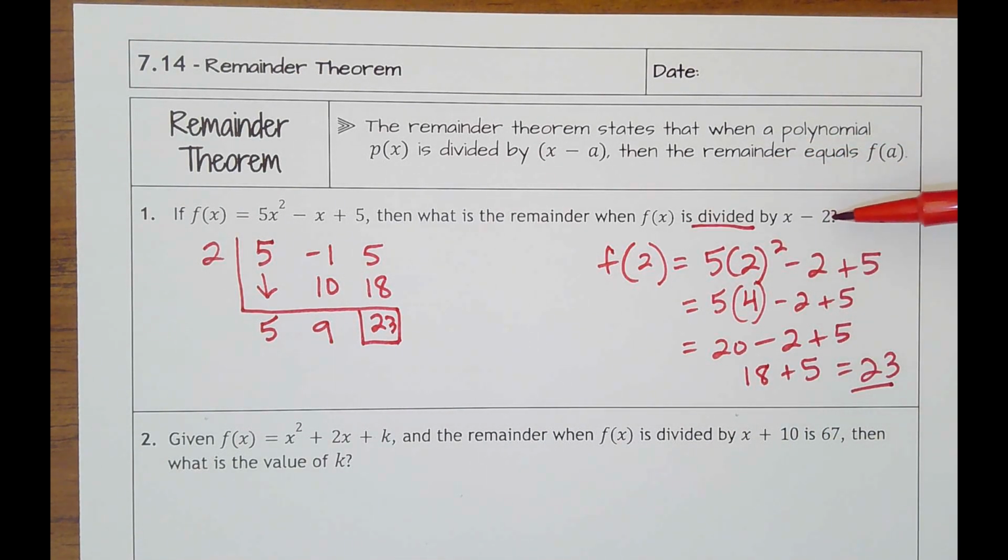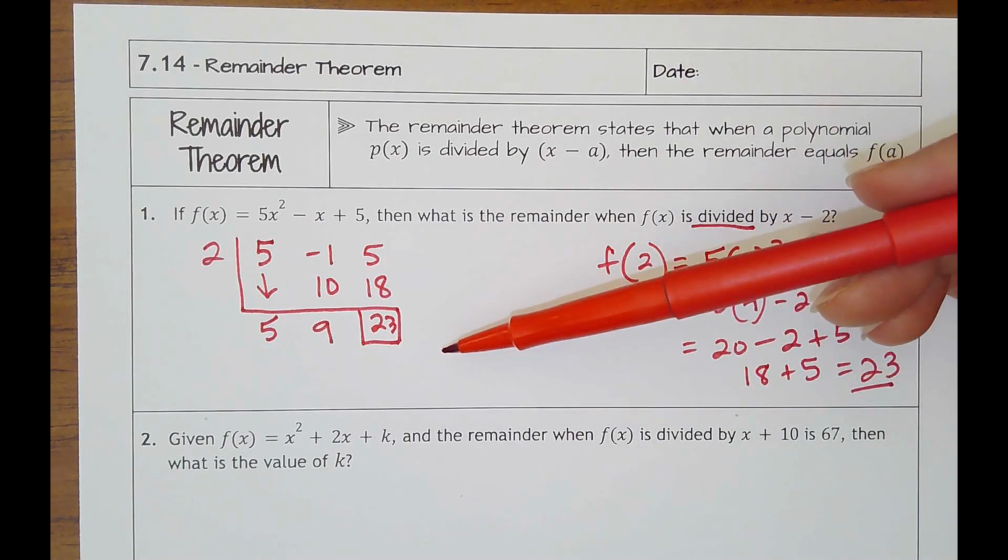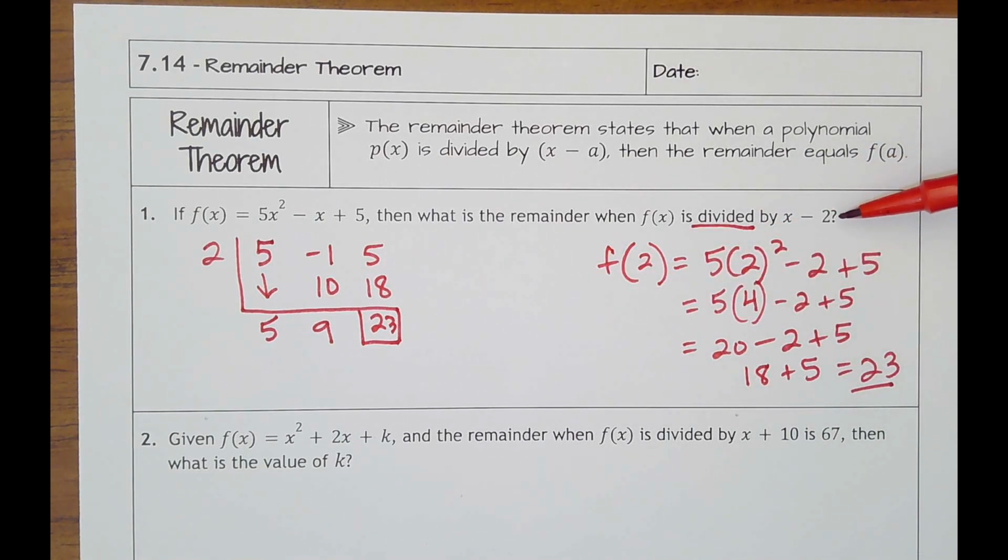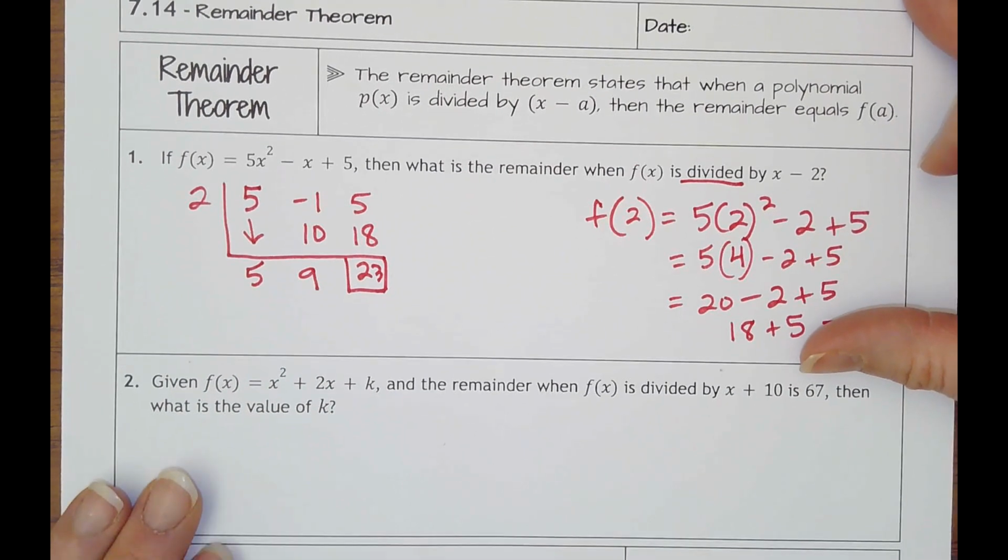So what the remainder theorem says is that, yes, I can divide. I can do synthetic or long division. I can get the remainder, but a faster thing is to simply take this answer to this factor and do f of, or plug that number in for x, and whatever that equals, that is the remainder. Kind of cool. So that answer is 23.